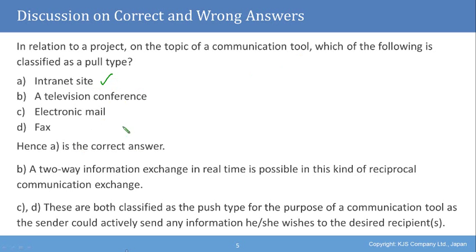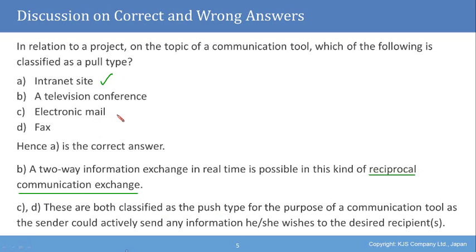Now we can discuss the other answers. Answer B, a television conference. A two-way information exchange in real time is possible in this kind of reciprocal communication exchange. And this is where we talked about mutual type. So this is a reciprocal communication exchange. For C and D, as we explained in the previous slide, these are both classified as the push type, since they are sent to specific targets talking about specialized information.